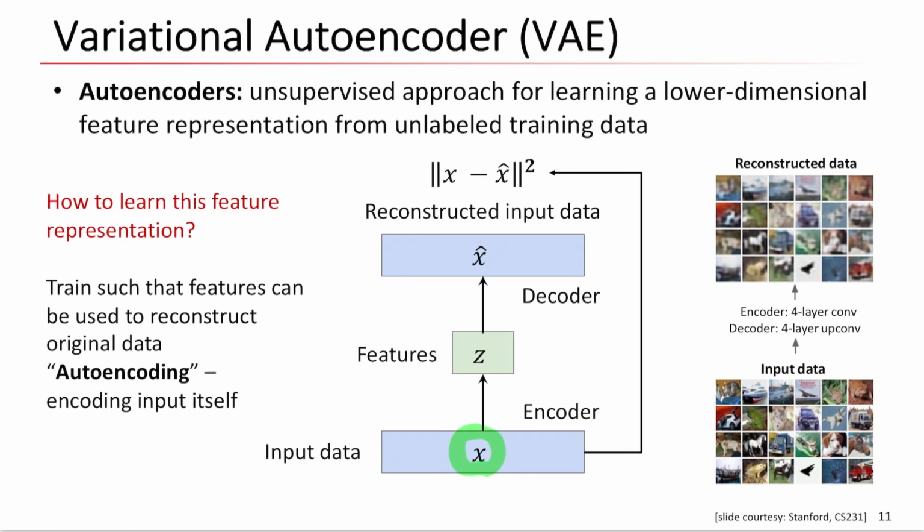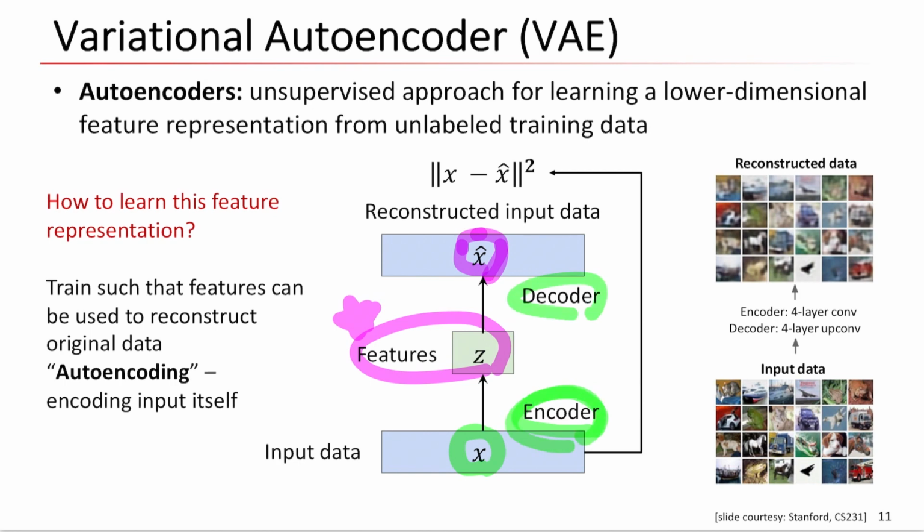From the input signal X, by using the encoder, we can represent the feature Z, right? If this feature Z has a good representation of X, it can be used to generate or reconstruct the input data itself. In other words, if we have a good decoder and a good encoder, the distance between the original data X and the reconstructed data X hat should be the same. By minimizing the distance between the original X and the reconstructed X hat using the L2 norm, we can train this decoder and encoder network, right?